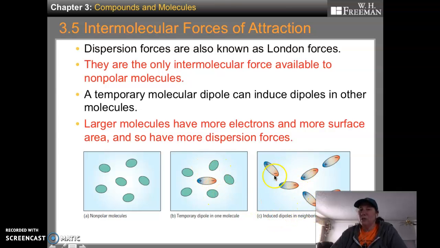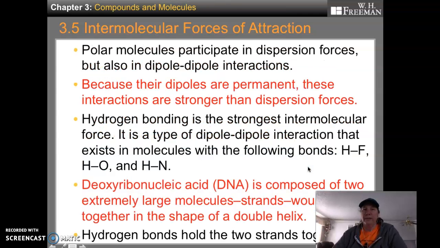And here's some induced dipoles. So look at negative, positive, negative, positive. They're going to be attracted. These are going to be a much stronger force to hold those molecules together. Okay? So polar molecules participate in dispersion. Every molecule, every compound will have dispersion forces, okay? It's not a very strong force. Some of them will have dipoles. If they're a polar compound, they'll have dipoles. And dipoles are much stronger.